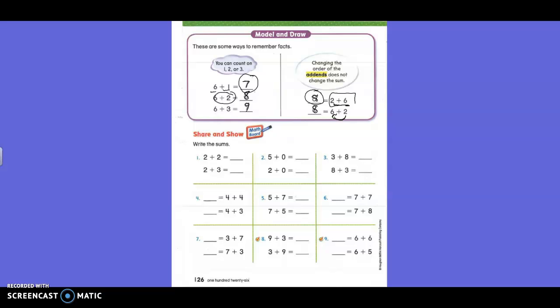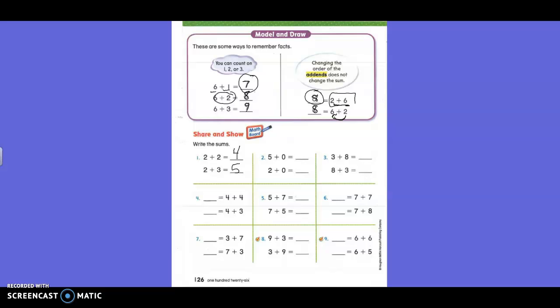Alright, so number 1, we have 2 plus 2. What does 2 plus 2 equal, Grayson? 4. And then we have 2 plus 3. What does 2 plus 3 equal then? 5. Okay. Am I going too fast? No. Okay. I want to do one more just to see. Let's do number 4 together. Okay? Number 4.